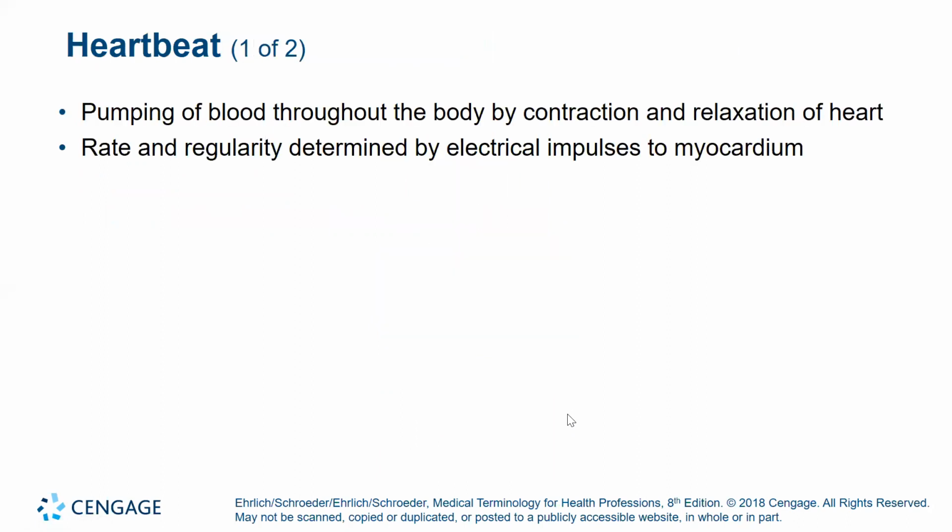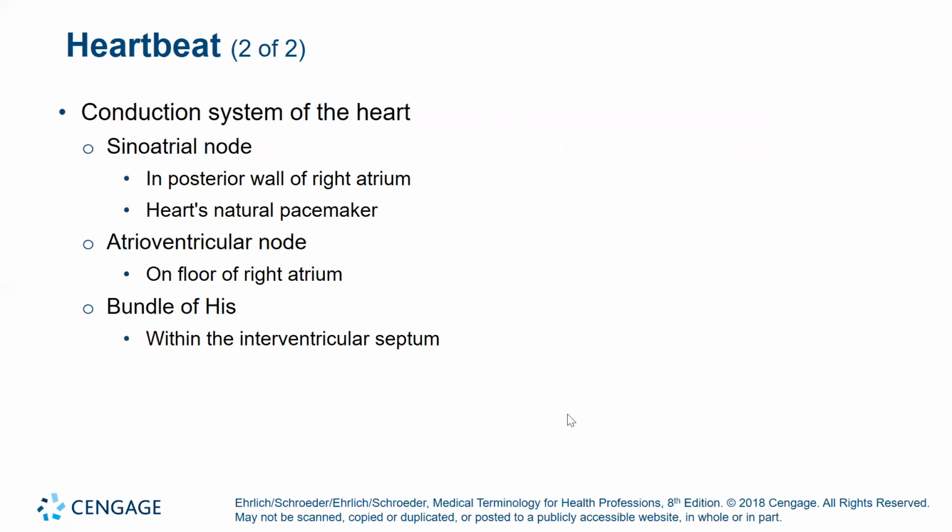Next is the heartbeat. So the heartbeat is the pumping of the blood throughout the body by contraction and relaxation of the heart. Rate and regularity are determined by electrical impulses to the myocardium. Conduction system of the heart: the SA node is in the posterior wall of the right atrium. This is the heart's natural pacemaker.